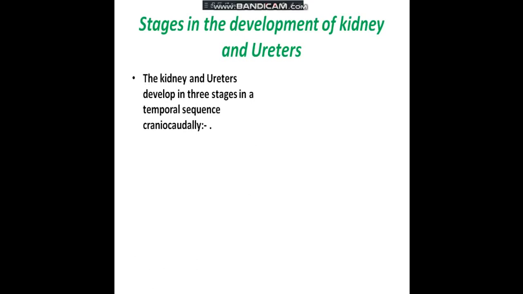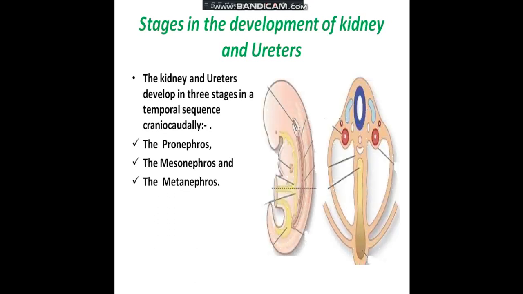The kidney and the ureter will develop in stages. There are three stages happening in a temporal sequence, craniocaudally. These are the pronephros, the mesonephros, and the metanephros. The pronephros appears in the cervical region of the intermediate mesoderm. It is vestigial and it soon disappears. It is a functional excretory kidney in lower animals like fish. Then we have the mesonephros in the lower thoracic and the lumbar regions, and in the sacral region we have the metanephros, from which the definitive kidney develops.